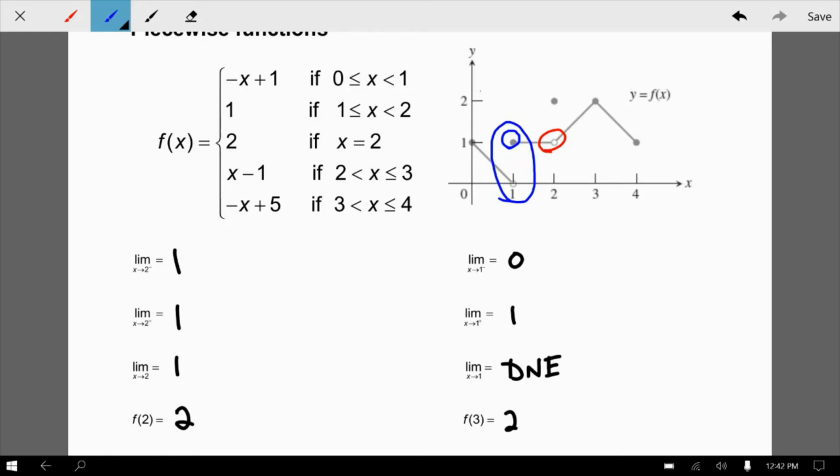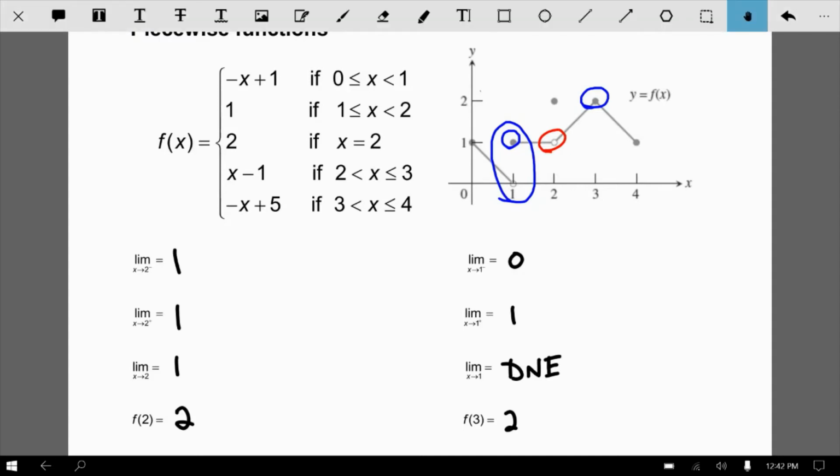When we talk about this point over here at 3, you can see that at that point, that's what we call continuous. My left-hand limit and my right-hand limit would be the same, and the function value is the same as well. They're all equal to 2. So when it's continuous, those are all the same. But for us, when we're just talking about limits, remember, you're just looking at the left-hand limit and the right-hand limit.